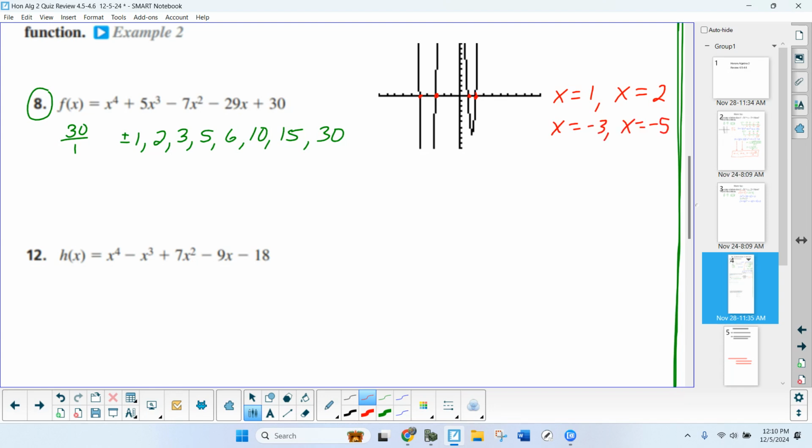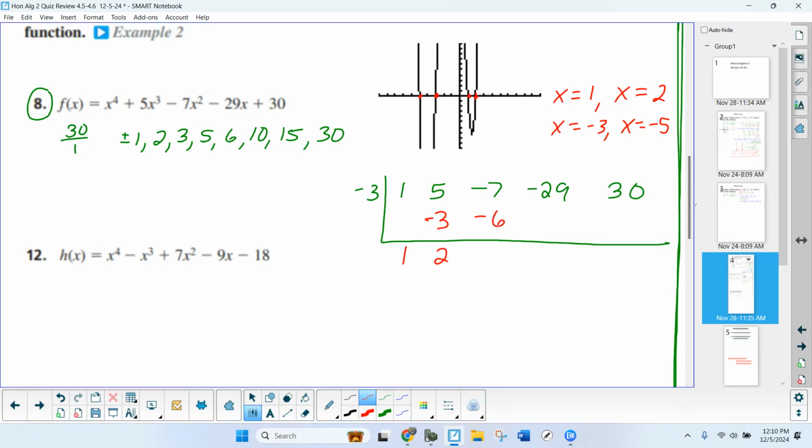Yeah. Okay, so Jill, which one do you want to start with? Which one did you start with when you tested these? Negative 3. Okay. So when you start with negative 3, what goes on the inside? I got 4, 3, 2, 1. Constant, I don't have any zeros, so what goes on the inside? 7, negative 7, negative 29, and then, okay, so bring down the 1. Multiply, you get what? Negative 3. Add. 2. Multiply. Negative 6. Add. Negative 13. Multiply.